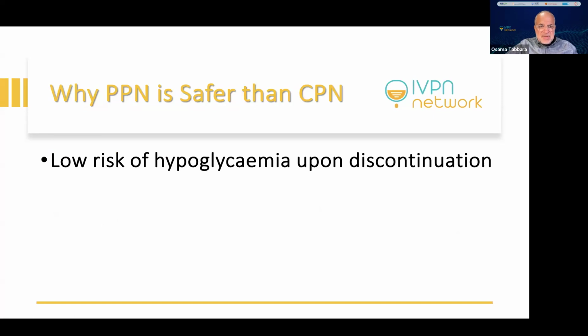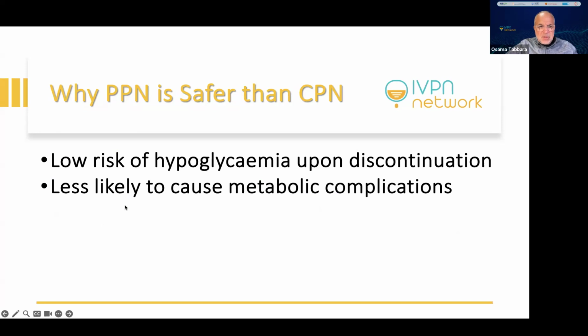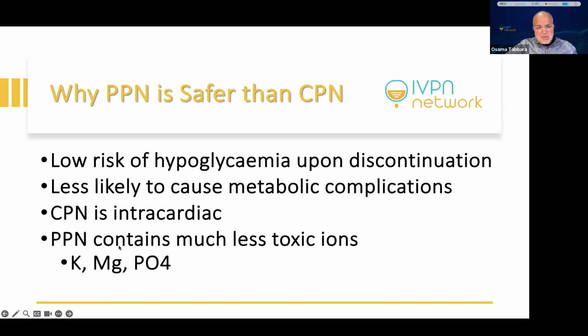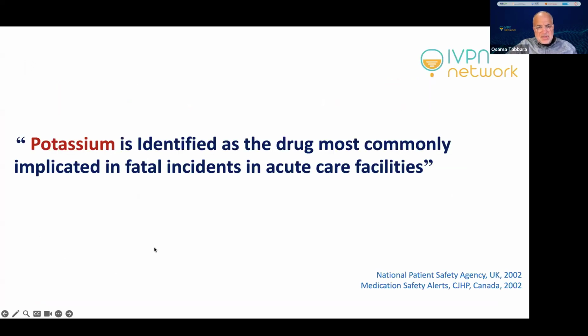Why is PPN safer than CPN? Because it has a lower risk of hypoglycemia upon discontinuation. You don't have to taper peripheral parenteral nutrition at any time when you stop it, because the dextrose concentration doesn't exceed 7.5 to 10%. It is less likely to cause metabolic complications. The CPN is intracardiac, the PPN is not. The PPN contains much less toxic ions like potassium, magnesium, and phosphate.